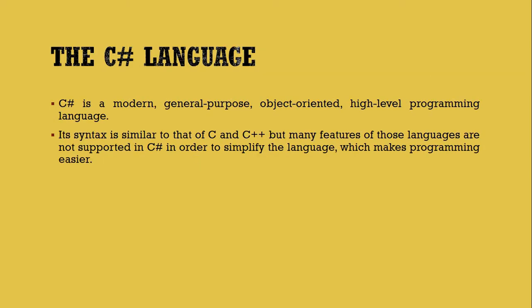C# is a very modern, general-purpose, object-oriented, and high-level programming language. It derives so many features from C and C++. That's why it's similar in syntax to C and C++, and it is easier for beginners to program in C# if they have C and C++ basics.